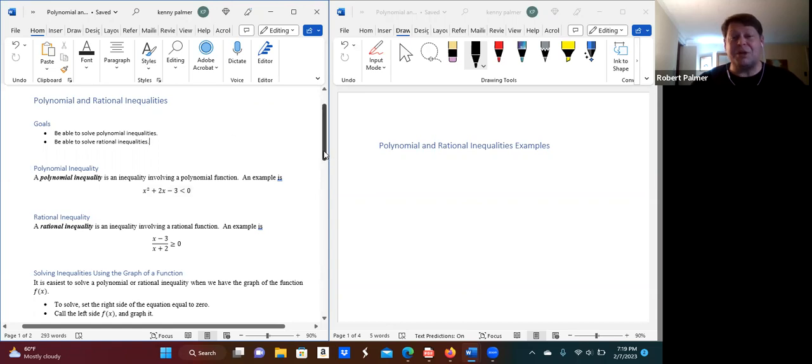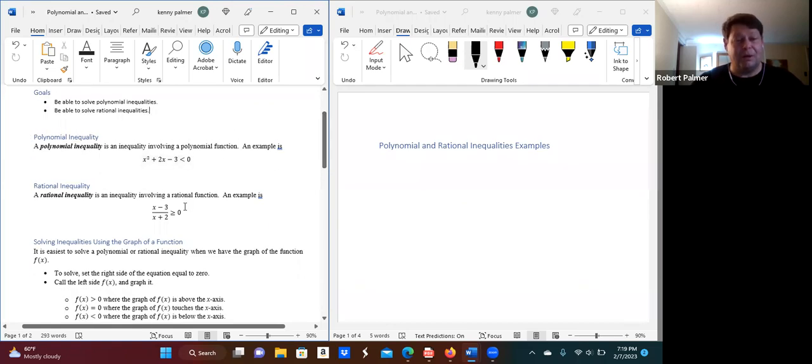Then we also have what's called a rational inequality or fractional inequality. It involves a rational function. So it looks something like this, where it's rational in this case because you have x's in the numerator and denominator. And so for a similar reason, we can't just get x by itself. So we need to solve this in some other way.